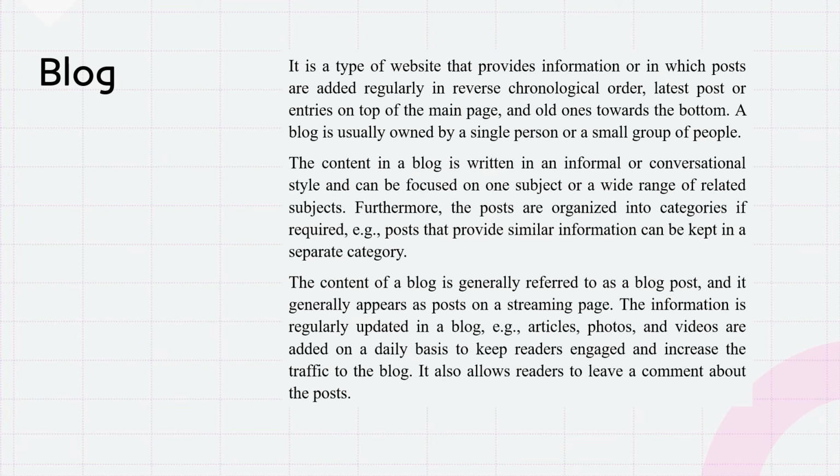Furthermore, the posts are organized into categories if required. For example, posts that provide similar information can be kept in a separate category. The content of a blog is generally referred to as a blog post, and it generally appears as posts on a streaming page. The information is regularly updated in a blog. For example, articles, photos, and videos are added on a daily basis to keep readers engaged and increase the traffic to the blog. It also allows readers to leave a comment about the posts.